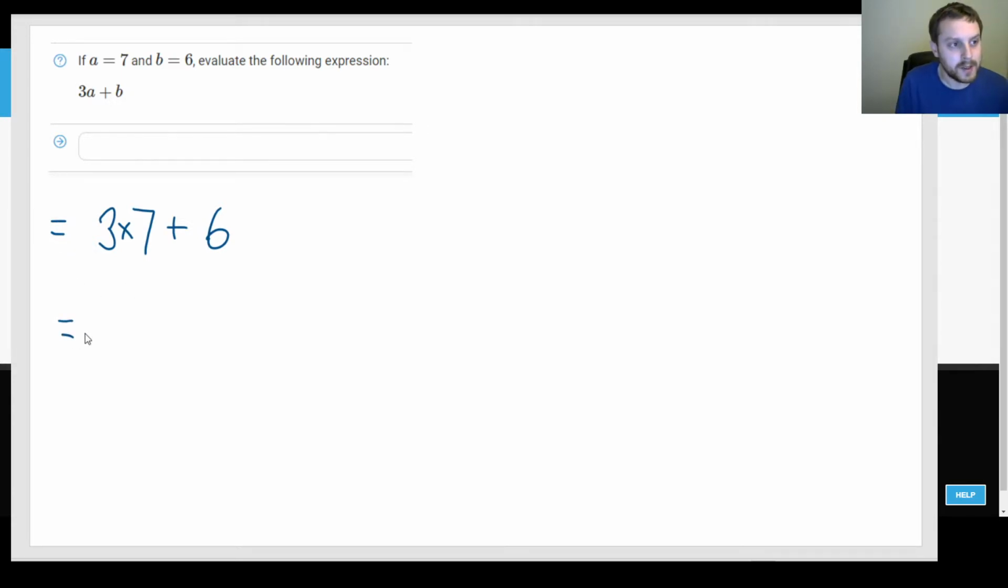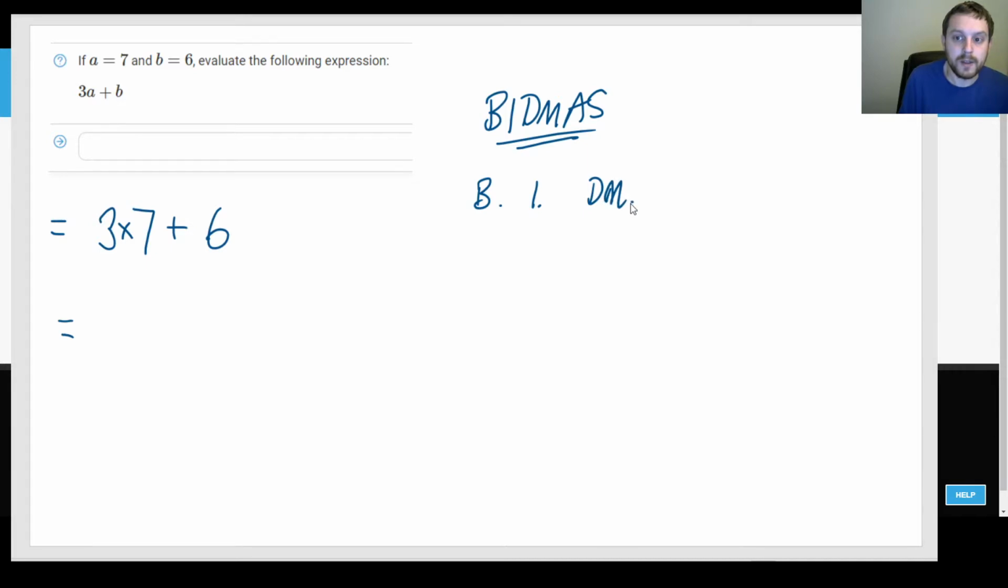Now, this is a BIDMAS problem. So you must remember BIDMAS, which is to do brackets followed by indices, followed by any division and multiplication, followed by any addition and subtraction. Okay, and the division and multiplication, you do it left to right, and the addition to subtraction, you do it left to right.